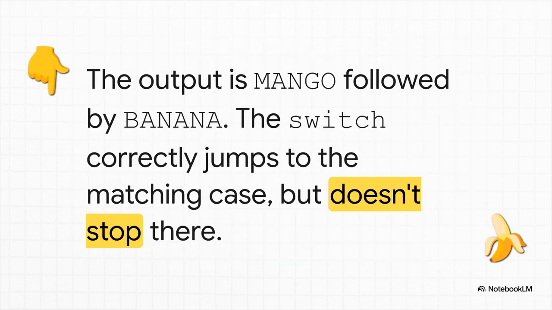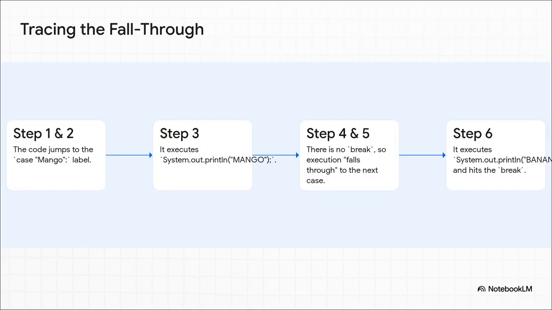And the surprising output is mango. And then on the next line, banana. Yeah, both of them. So even though that default case was up top, the switch was smart enough to jump right down to the matching mango case. But the real story here is what happens after that. The culprit, as you might have guessed, is that missing break statement. This is a classic feature or bug, depending on your perspective, of switch statements in Java called fall through.